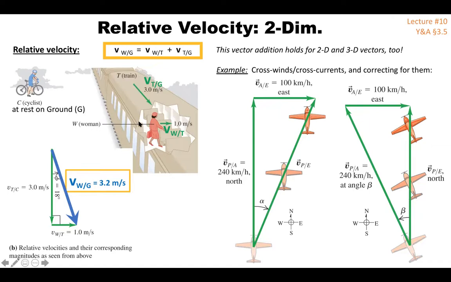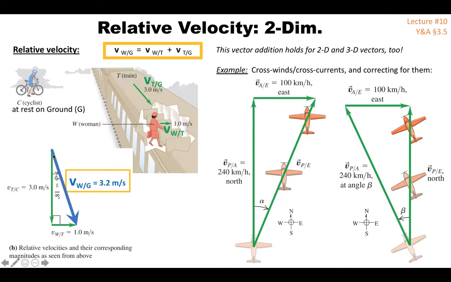In this case, for example, suppose that the woman on the train is walking in this direction, which is perpendicular to the motion of the train. Well, in that case, we could ask the question, what's the velocity of the woman with respect to the ground outside? Well, this vector equation here is unchanged. This Galilean relativity vector equation is exactly the same for two dimensions as it would be for one dimension.